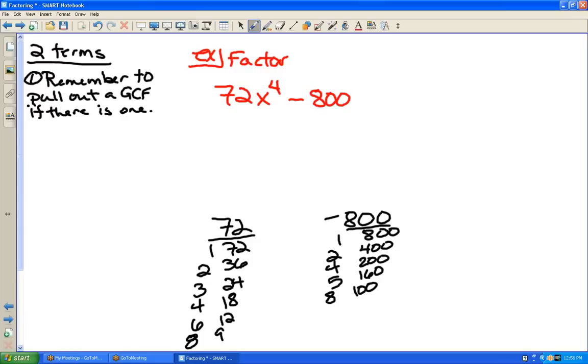This is insane. What was I thinking? 9 doesn't go in there, but 10 does. 10 and 80. 11 doesn't go in there. 12 doesn't. 13, 14, 15, 16, 50.